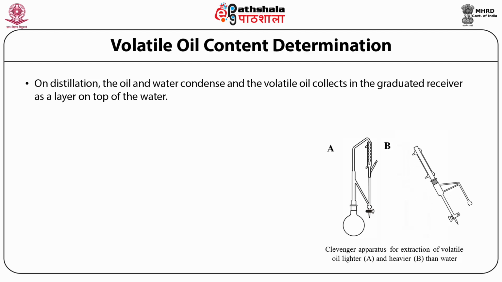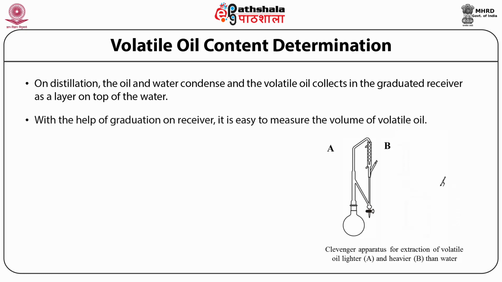So based on the specific gravity of the oil, it collects either at the base or at the top of the water. With the help of graduation on the receiver, it is easy to measure the total volume of volatile oil. On the right hand side, there are two equipments. As I mentioned, there are oils which are heavier than water or lighter than water. So for these we have two assemblies. A is a Clevenger apparatus for extraction of oil lighter than water, while B shows a Clevenger apparatus for oils heavier than water.